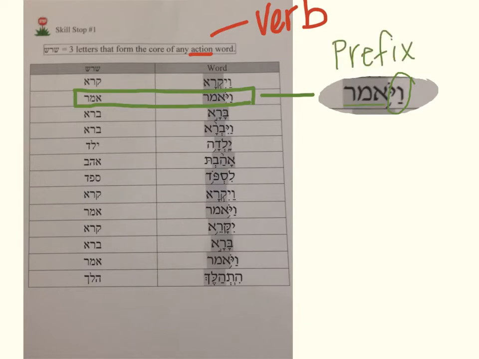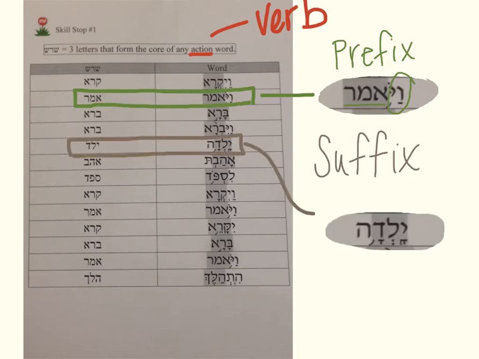Now, to get an idea of suffixes, let's take a look at yalda. Now, you might recognize the words yeled and yalda as meaning boy and girl, and the shoresh yud lamed daled means to have a child. So the words that you're going to see that have yud, lamed, and daled together are going to have something to do with children. Now, when we take a look here at yalda, we see that yud, lamed, and daled are the shoresh. They are together, the shoresh right here.